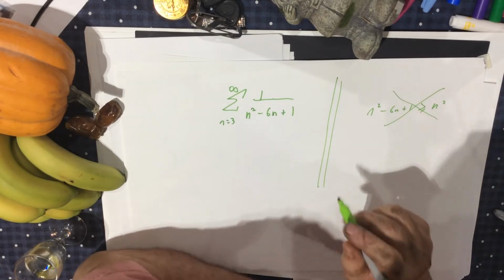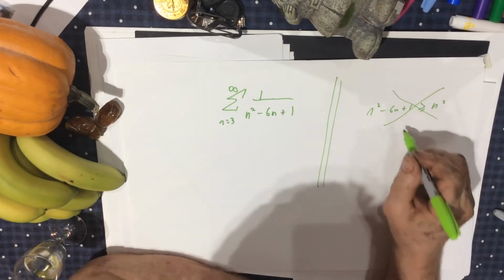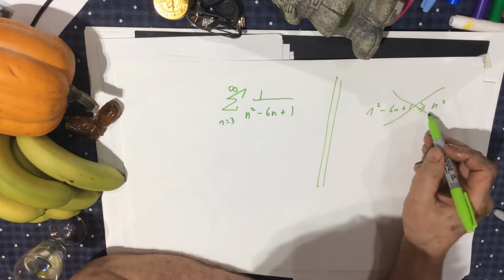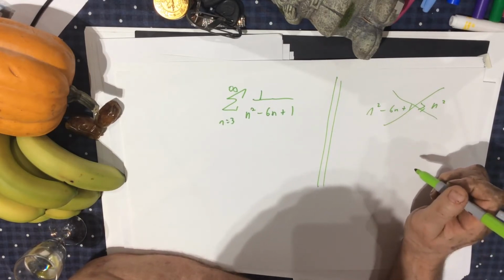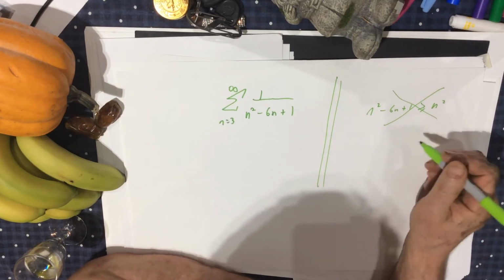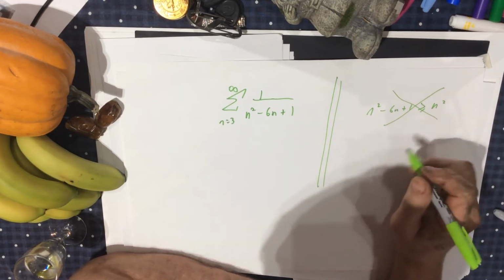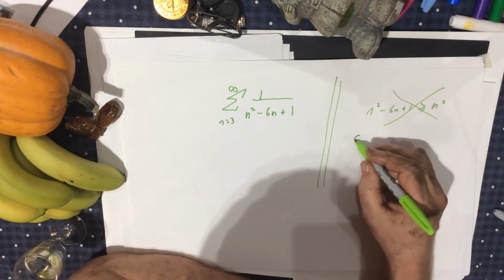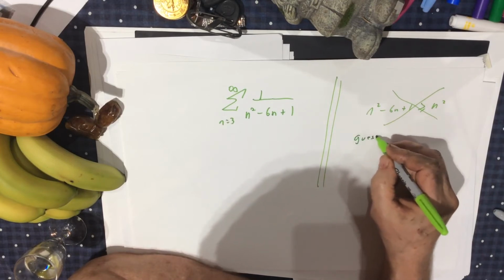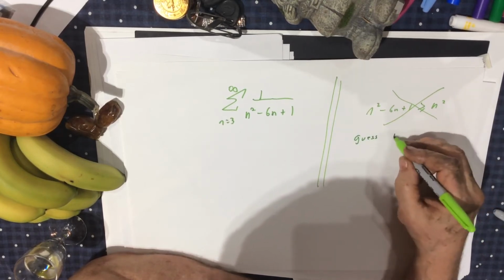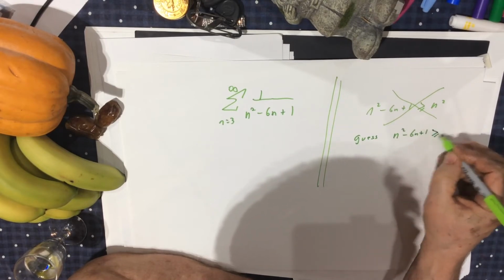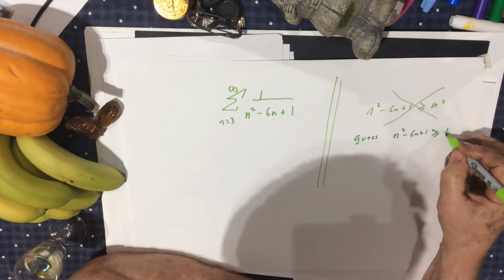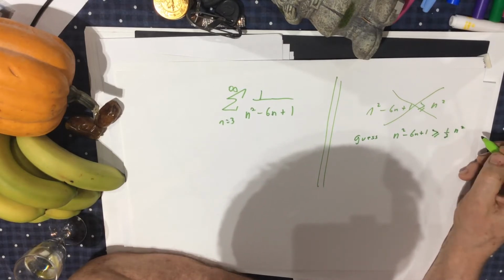But here's a good trick. I bet we can prove that it's bigger than or equal to like half of n squared or a third of n squared. Now, how do we discover that? That's kind of hard, so you just make some guesses. So I'm going to guess that n squared minus 6n plus 1 is actually bigger than or equal to 1/2 of n squared.